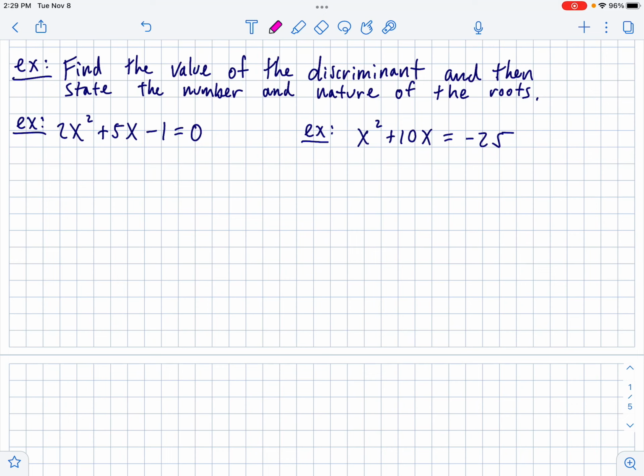Okay, some examples. Find the value of the discriminant and then state the number and nature of the roots. So, the discriminant, once again, is b squared minus 4ac. So if I'm going to find the discriminant of this, it would be 5 squared, that's the b, minus 4 times a times c. So we get 25 plus 8, which is 33, which is a positive number. So because it's positive, that means that there are 2 distinct real roots.